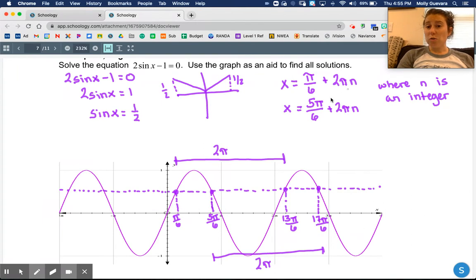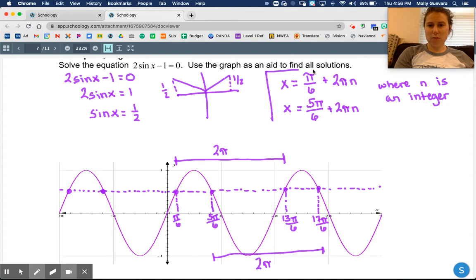If n is 2, it'll be pi over 6 plus 4 pi, which is out here on the next one. And then if n is 2, it'll be 5 pi over 6 plus 4 pi, which is out here, right? So there's all these different solutions, and you can keep adding 2 pi and 2 pi and 2 pi, and it goes on forever, even if n is negative, right? If n is negative 1, then it'll be this guy, and then this guy. If n is negative 1, and then negative 2, and negative 3, and so on. So this is kind of what we're looking at, right?